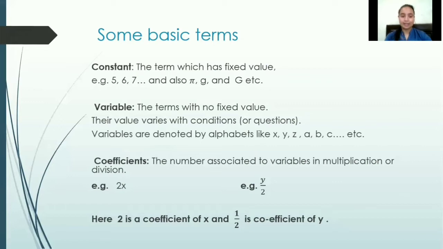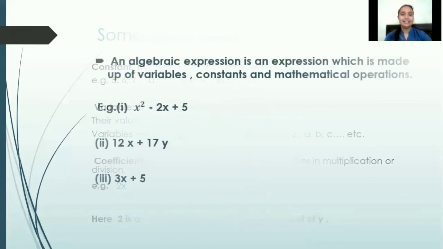Coefficient. The number associated to variables in a multiplication or division operation is called a coefficient. For example, here 2x, right? So this 2 is the coefficient of x, and this 1 by 2 is the coefficient of y. So please take care while you are dealing with any algebraic expression, what this is called and what this is called.